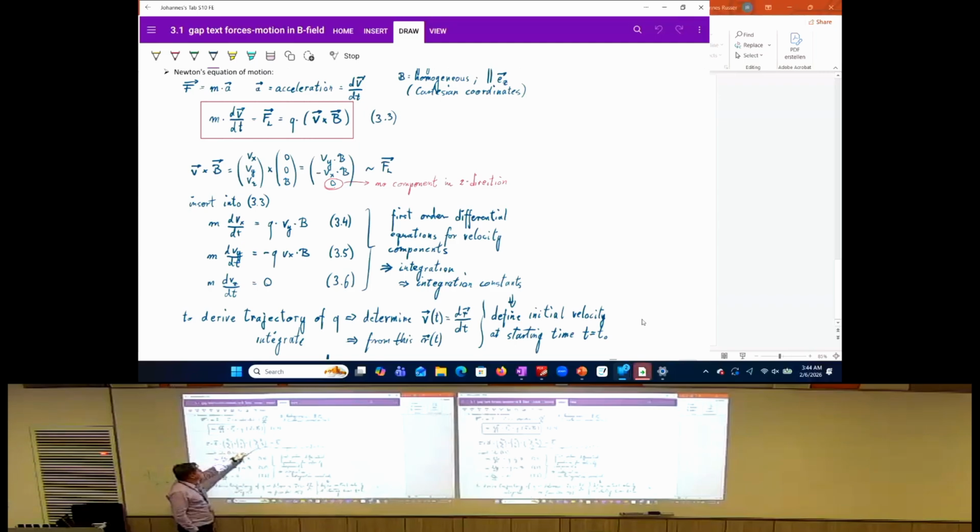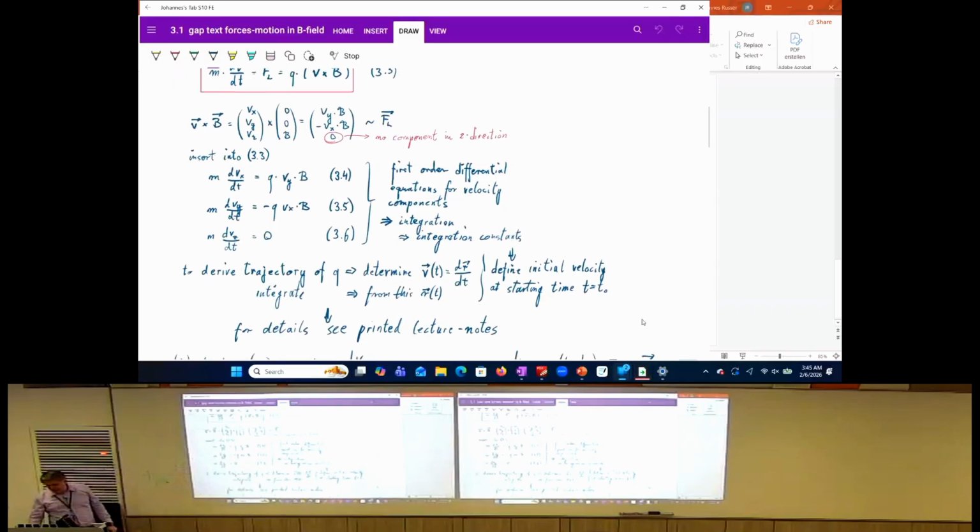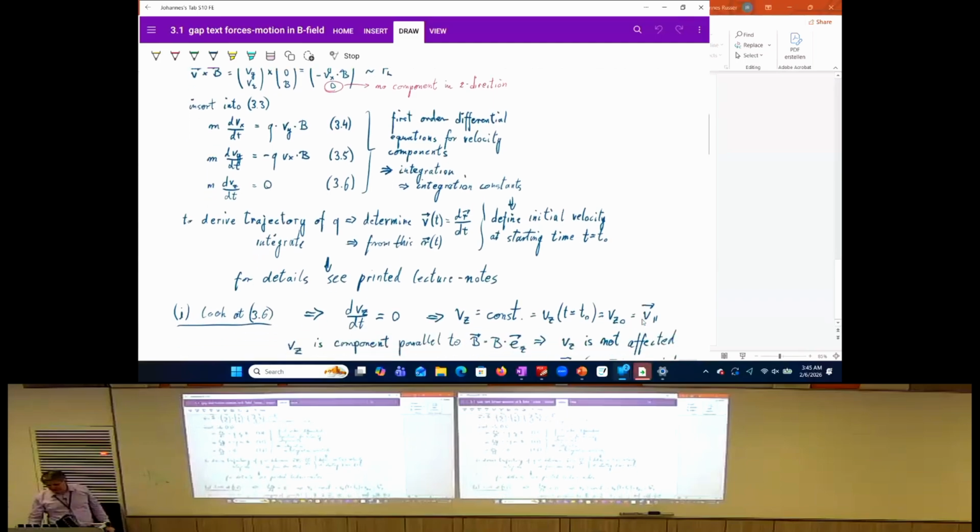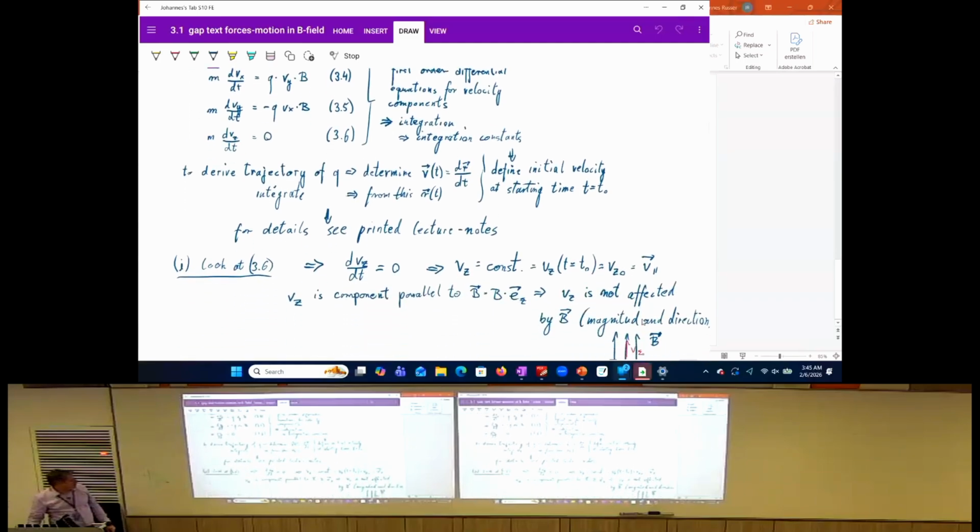And as a consequence, there was no contribution to the Lorentz force in Z direction. So we wrote this equation of motion by these different components, the one for the X, Y, and Z, and we have basically three first order differential equations which we have to solve, and the first two are coupled to each other. The third one, however, in this case, is very good to us, because we can solve it in isolation.